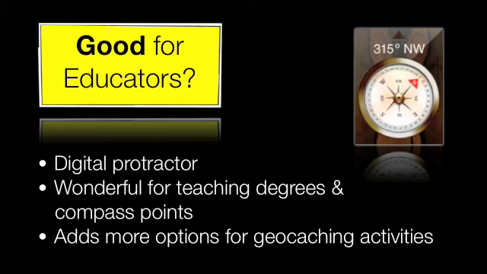And that's because the compass doesn't just give you the north, south, etc. points, but actually tells you the exact degree that it's pointing at. So yeah, wonderful for teaching degrees and compass points. It adds a lot more options if you're out and about doing different geocaching activities with your students as well. Rather than just telling them to go to an exact location, you can now start telling them things like the directions that they should be facing and looking at, etc.